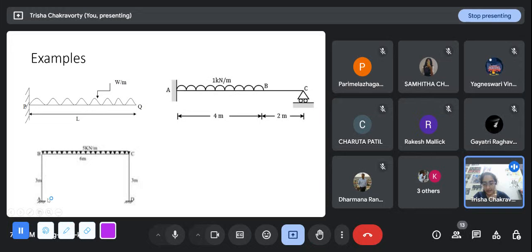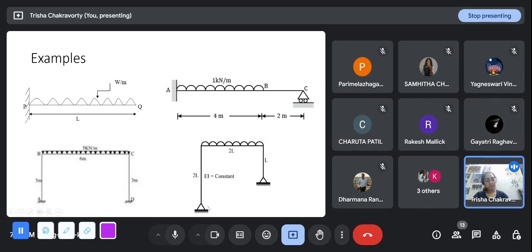This frame has a fixed support here and a fixed support here. So there are three unknowns here: a reaction force in the horizontal direction, a force in the vertical direction, and a moment, and similarly in this. So there are six unknowns and the number of equations remains 3. Just because it's a frame doesn't mean there are more equations of equilibrium available. So the degree of indeterminacy will be 6 minus 3, that will be 3.